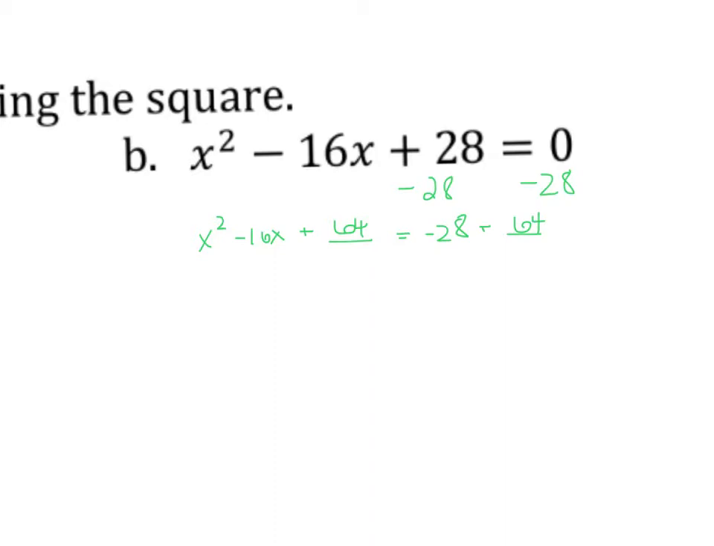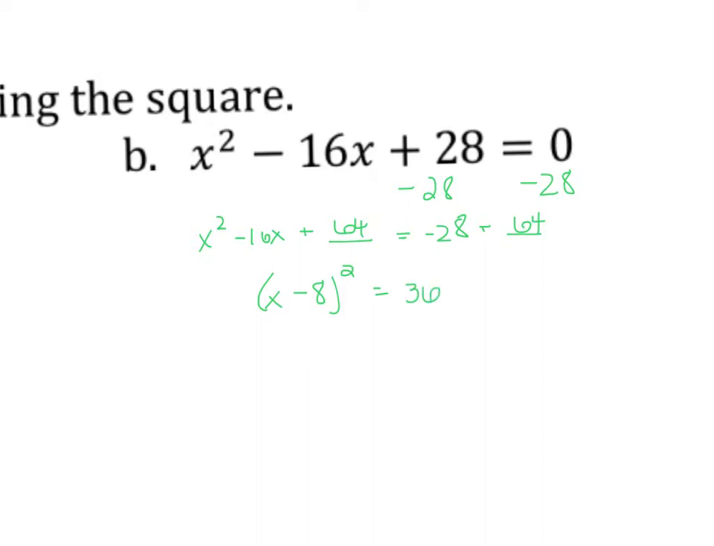Alright, so now I'm going to factor this left side. I'm looking for two numbers that multiply to give us 64 and add to give us negative 16. So it's negative 8 and negative 8. So I'm going to go ahead and write that as x minus 8 squared. Remember, we can just bring down that first sign and half that middle number. That's a shortcut. Go ahead and add the stuff on the right side.